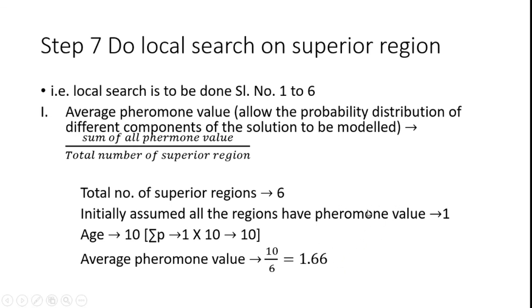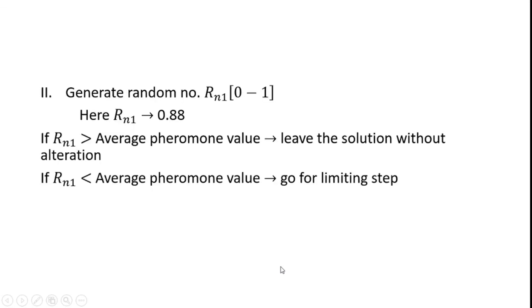Pheromone is the chemical emitted by the previous ant so that the next ants can follow it to identify their food and the nest. For that reason they emit the chemicals. Here the problem also utilizes the same pheromone value. In all the problems, the initial pheromone value is 1. Based on the considered population, we can identify H with respect to the pheromone value. Here 1 into 10 gives 10. Based on that, the average pheromone value is 10 divided by 6, which is equal to 1.66.